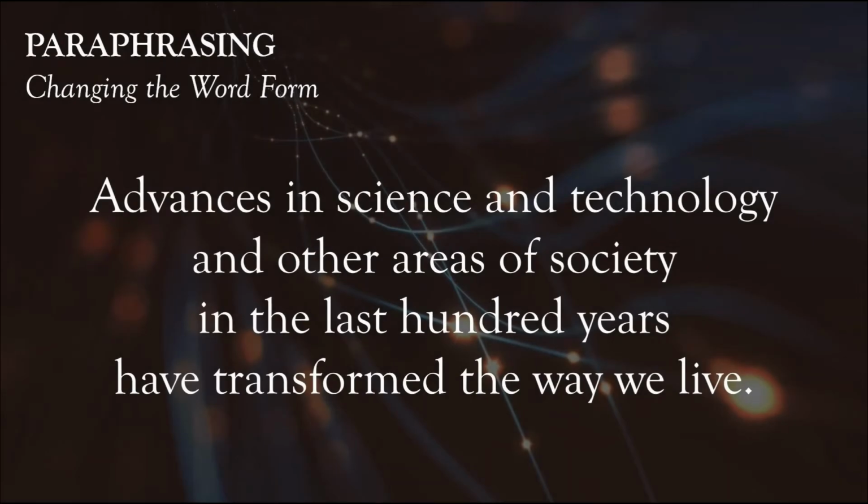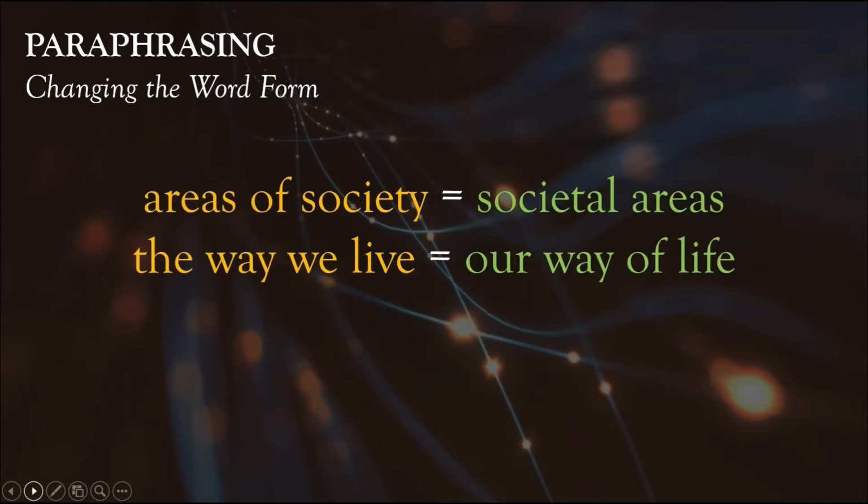So now we're paraphrasing this sentence by changing the word form. Advances in science and technology and other areas of society in the last 100 years have transformed the way we live. So we've highlighted two phrases. We've got areas of society and the way we live. We're going to think of another form for these phrases.